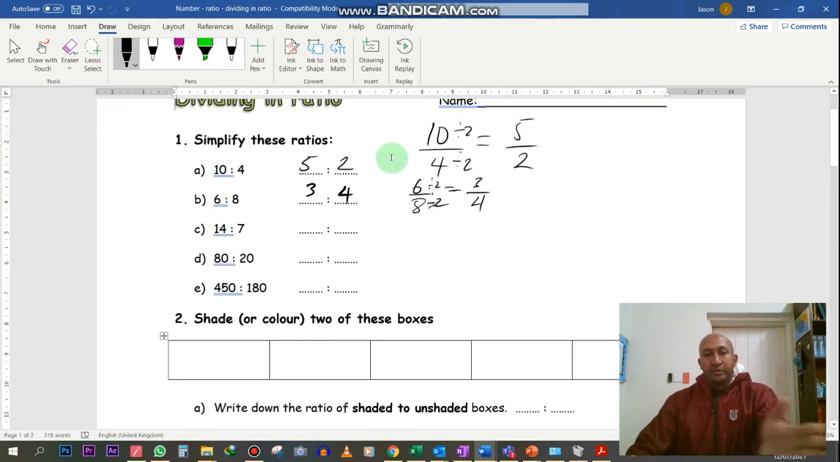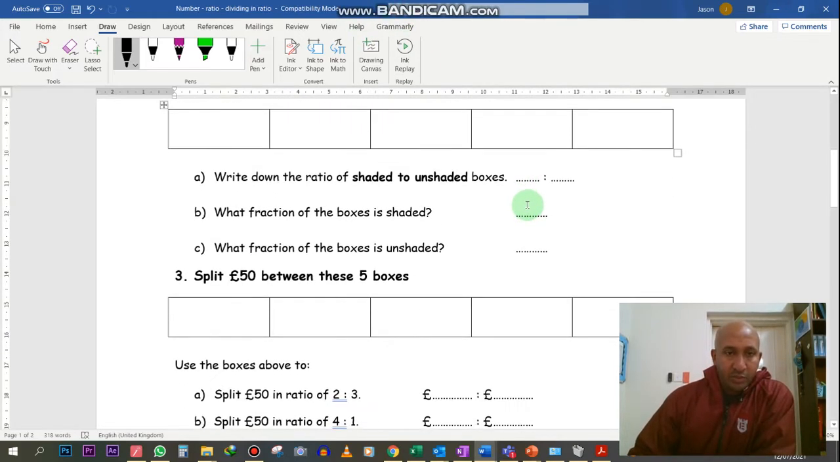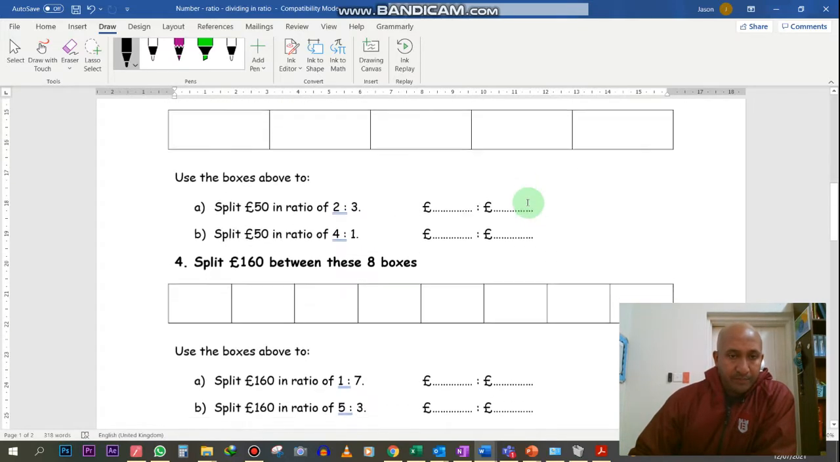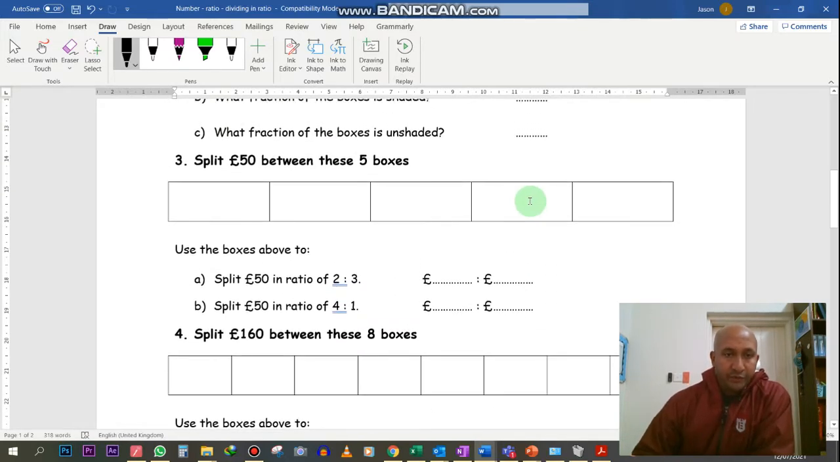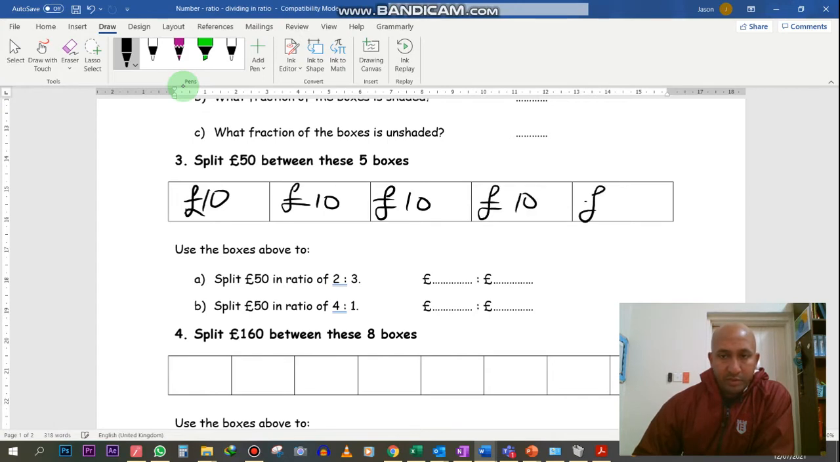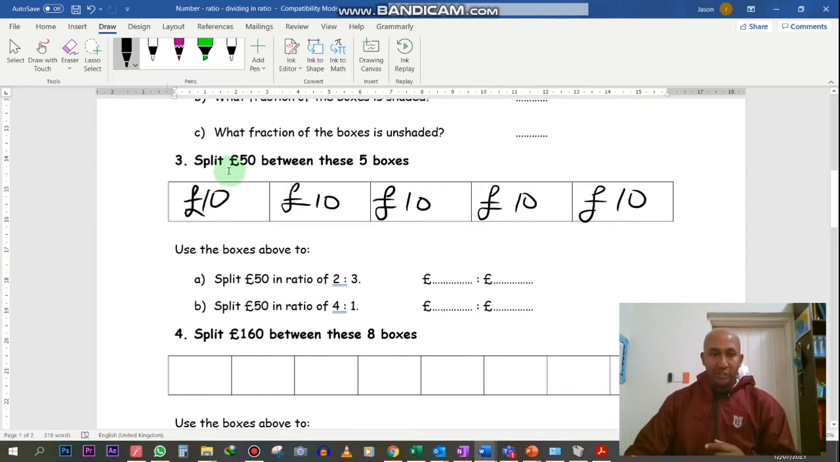So the reducing of ratios, I hope that there were no problems with that. There shouldn't have been really. And for these ones down here, the question says, this one here, split 50 pounds between these 5 boxes. So basically 50 divided by 5, that's going to be 10 pounds, 10 pounds, 10 pounds, 10 pounds, 10 pounds, giving us a total of 50. Basically, we have shared 50 into 5 equal parts.